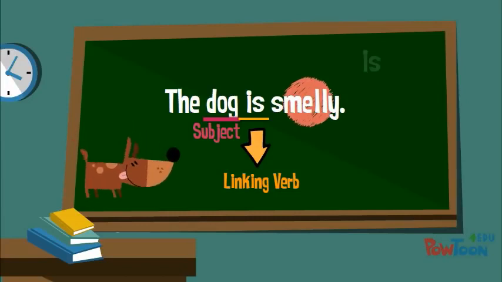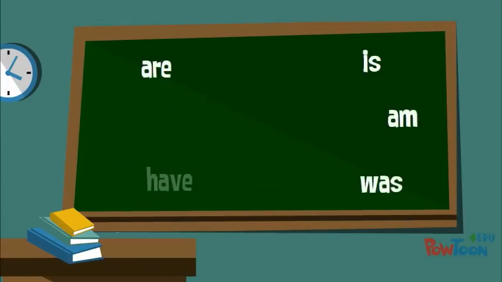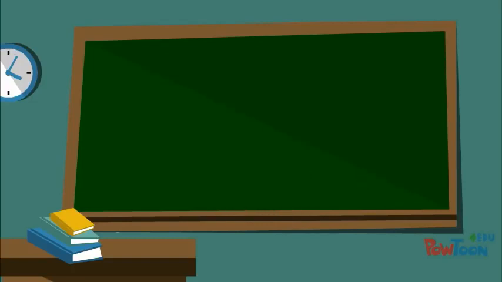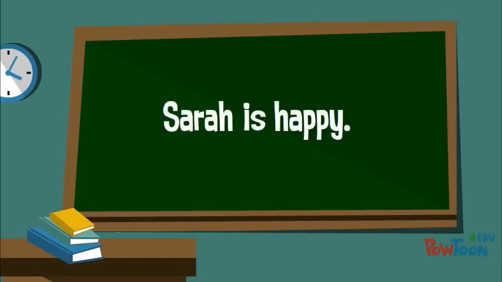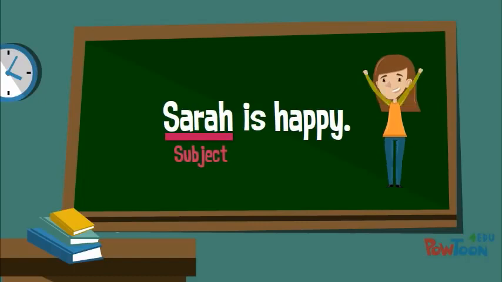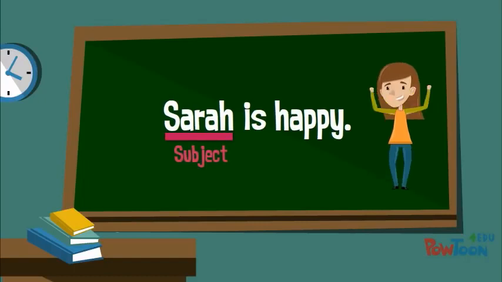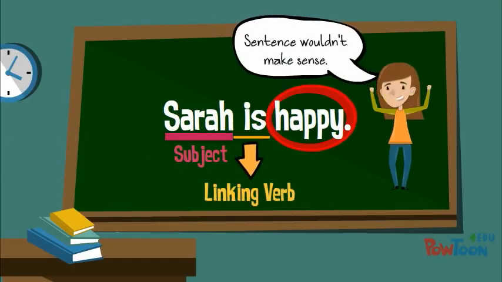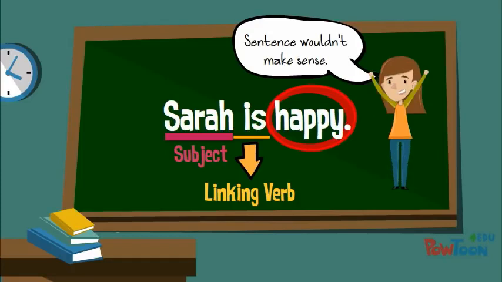There are lots of these words. Is, are, was, am, have, were. The list goes on. Let's go back to the first example. Sarah is happy. In this sentence, Sarah is the subject. The additional information is that she's happy. The linking verb is the word is. The sentence just wouldn't make sense without it.